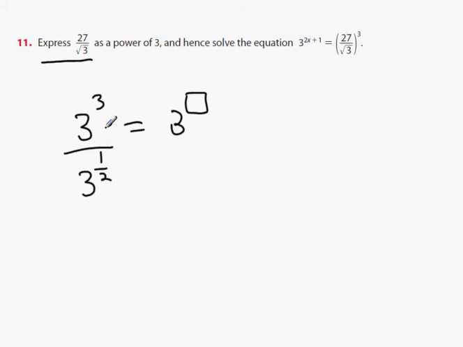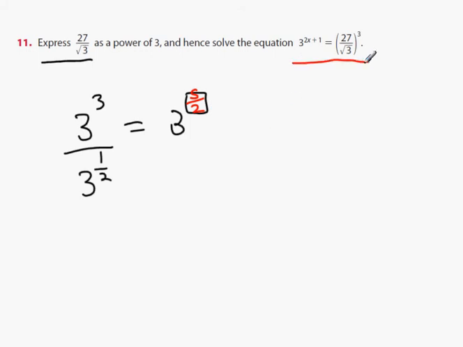What happens when you divide one power by the other power? There's a rule for that. Remember I said 4 to the power of 7 over 4 to the power of 4? The answer is 4 to the power of 3. You take 7 minus 4. So this is no different. What do you need to do to top and bottom? 3 minus a half will get you 2 and a half, which is the same thing as 5 over 2.